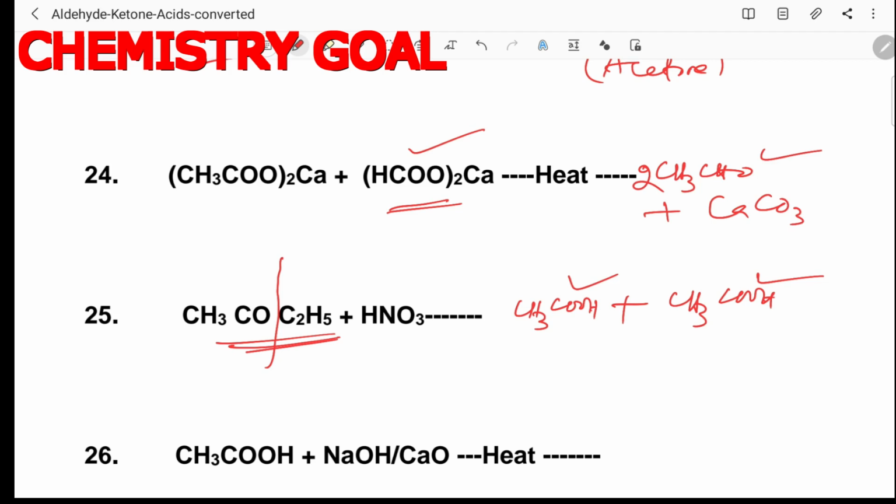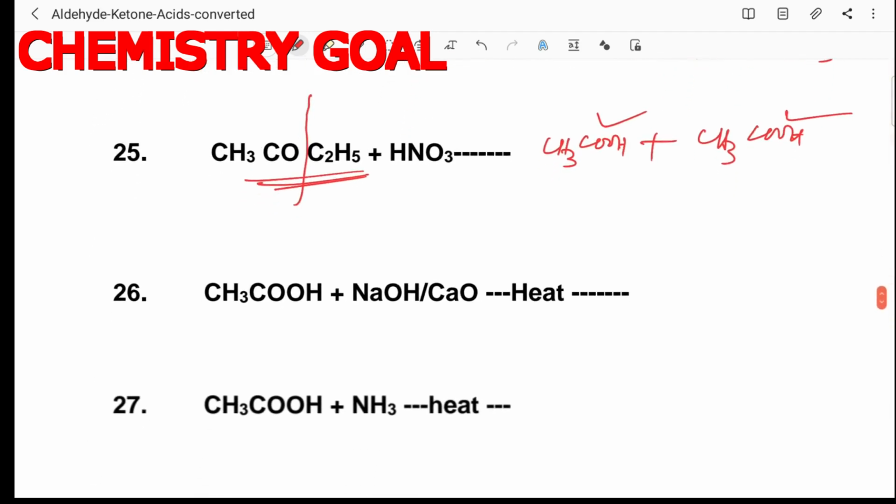So you have to remember, when a ketone is oxidized by nitric acid, the result is a carboxylic acid. The formation of the carboxylic acid depends upon the breaking point, but we have to look at the fact that the smaller keto group will be selected for breaking. CH3CO will be separated first.